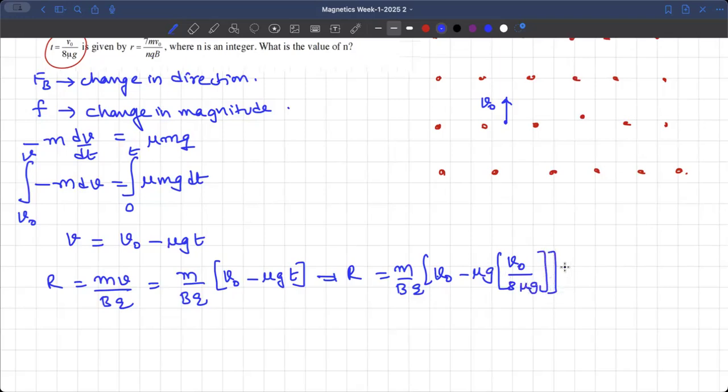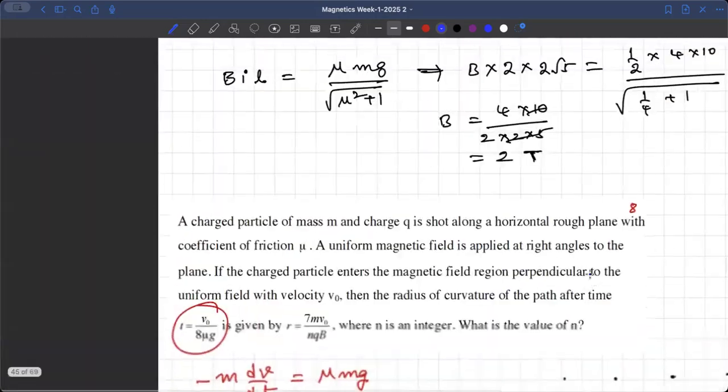So finally, this is 7 mv naught by 8 bq. They are asking what is n in the denominator. The denominator term is 8.